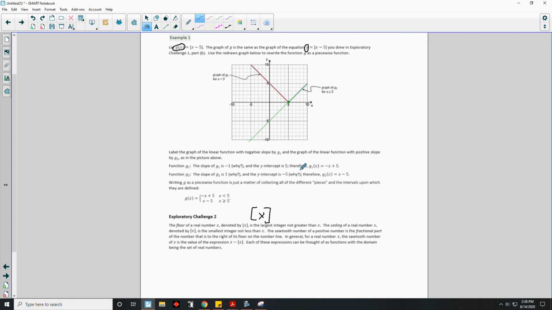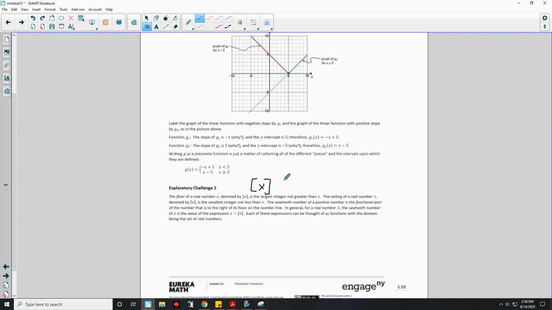Okay, the sawtooth number of a positive number is the fractional part of the number that is to the right of its floor on the number line. So in general, for a real number x, the sawtooth number of x is the value of the expression x minus the bracketed x, which is the greatest integer, actually. Each of these expressions can be thought of as functions with the domain being the set of real numbers.